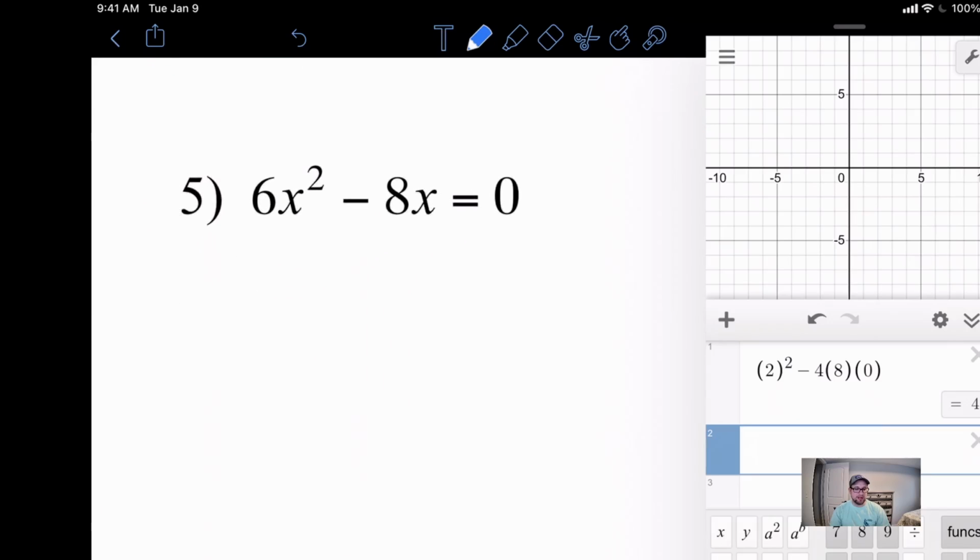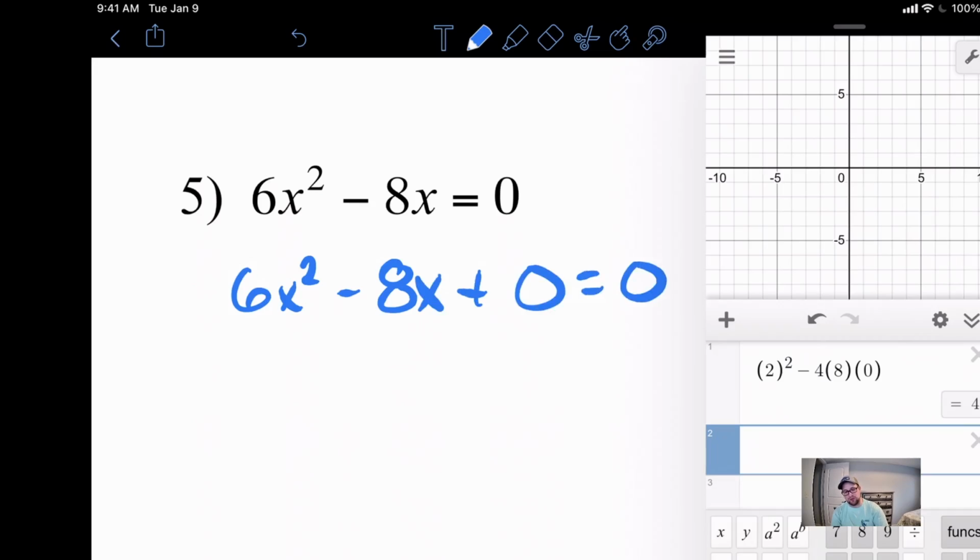So here's another one. Looks like we're missing the C term again. So let's put it in there. So 6x squared minus 8x plus 0 equals 0. It's really important that when you rewrite this, you always have whatever your variable is squared, then the one that only has 1, and then the one that has none. Your exponents should always decrease from left to right.